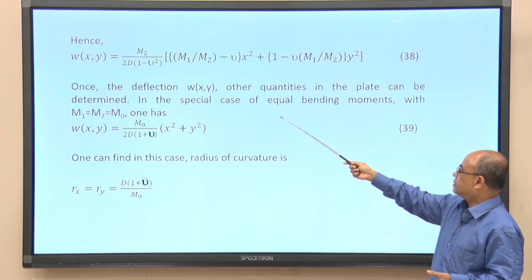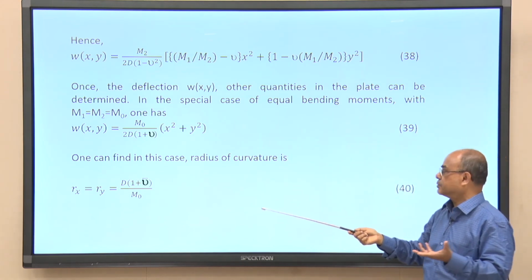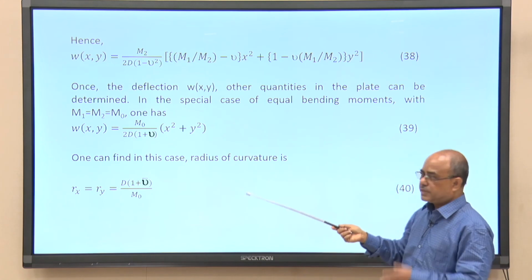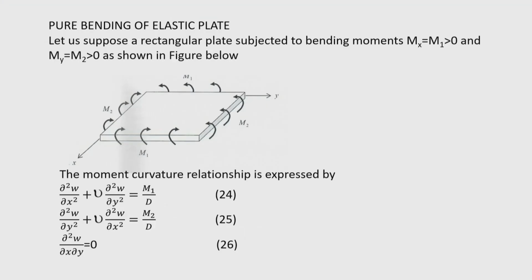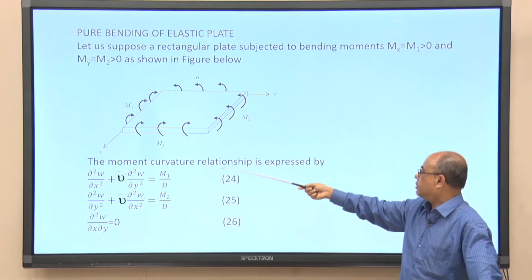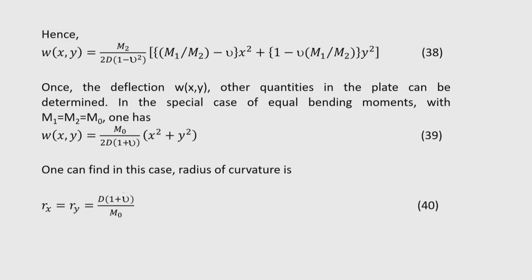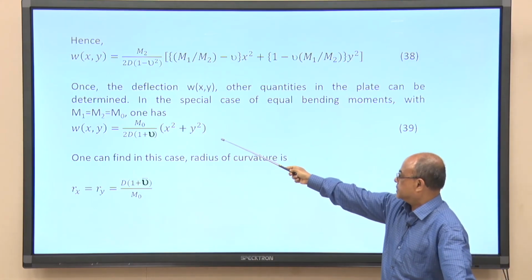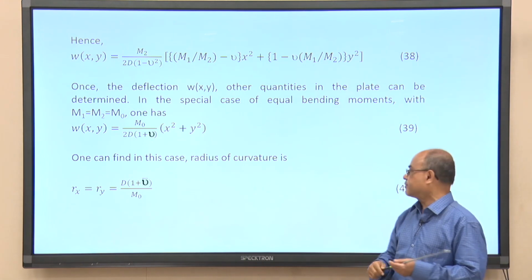So, once the deflection w(x,y) is known, other quantities in the plate can be determined, that is the usual practice. But if I take m1 is equal to m2 is equal to some constant value, that means the plate is bent by equal couples on all sides, then you will get an interesting thing: w(x,y) is becoming this. So, this indicates the surface deflects in the form of a part of a sphere.